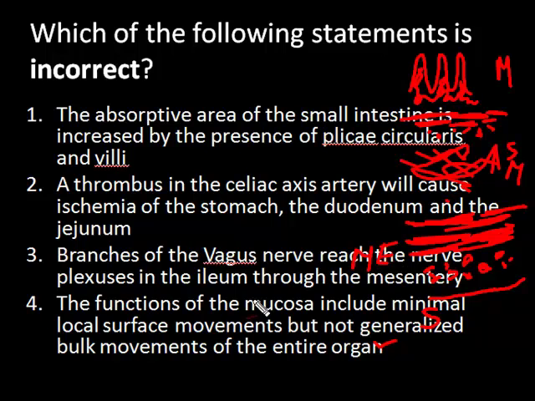Now it says the mucosa includes minimal local surface movements. Those local surface movements are brought about by this muscularis interna, or also known as muscularis mucosa. When this contracts, all that it can do is move this surface. So there's a slight rippling action like that. It cannot cause bulk movements of the entire organ.